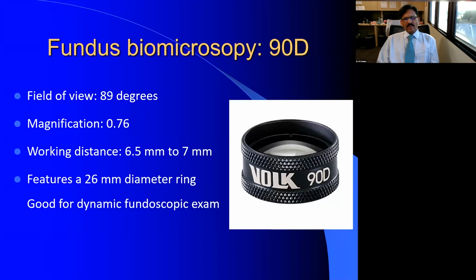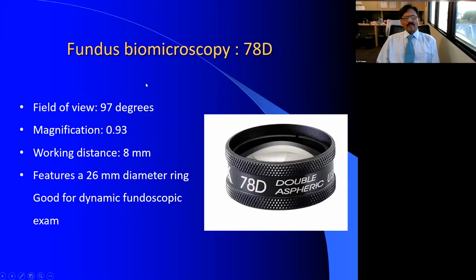And it's good for dynamic fundoscopy examination because you can also see the periphery. So not only 89 degrees, but when you ask the patient to look below, above, you get a little bit extra of the fundus visualization. So 78 diopter lens, the field of view is wrongly written here. It is 79 degrees, not 97. Sorry for the typo. Magnification is roughly 0.9 and working distance is 8 millimeters.